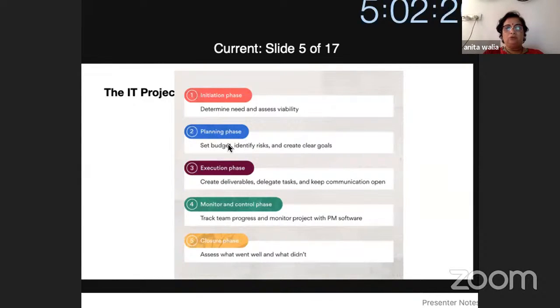Then you think about how much money I require before starting any project. Do I need funding? Who is my funding body? What is the risk involved? What if I put in so much effort and somebody invests, and I am not able to develop it? So, risk assessment. And when should I do it? Create a goal. What are the phases, the stages of the project management?